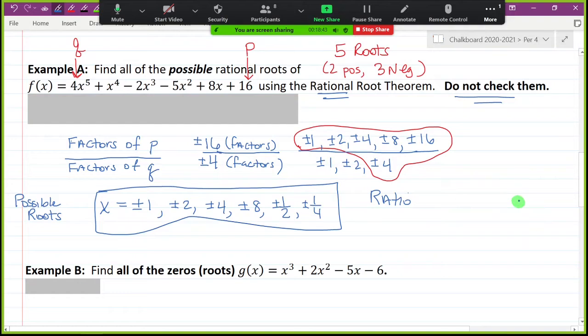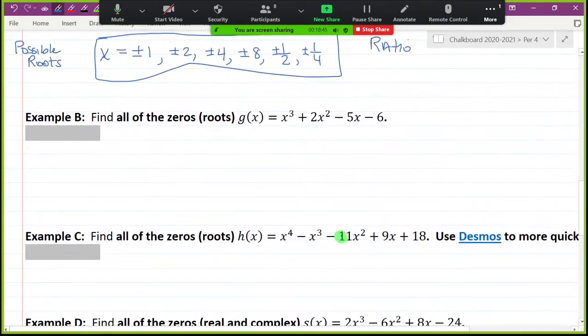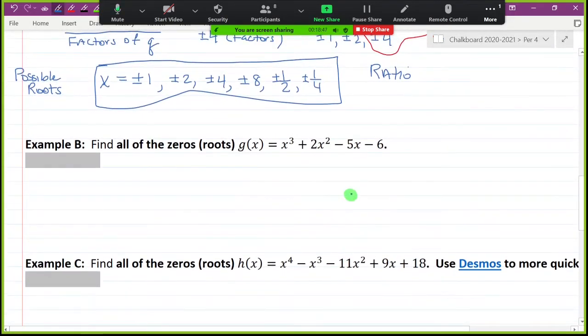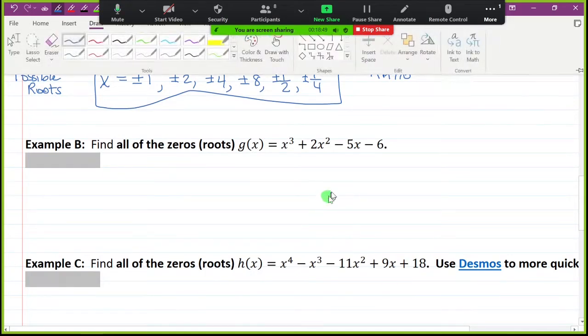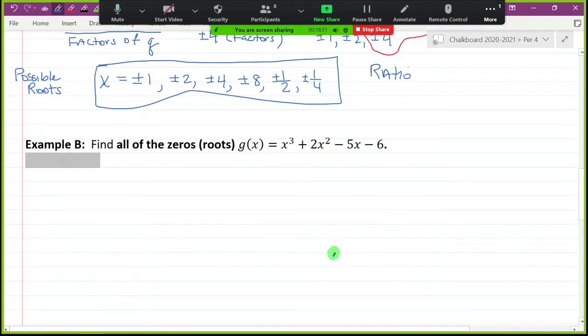So for this next example, we're actually going to find those roots now. Not only are we going to find the possible roots like we did above, we're actually going to then use that information to find out what those roots are. So let's take a look here. What is our P? What is our Q? Remember, the P is the last number here, and the Q is the first number here. We're going to take the factors of P and put them over the factors of Q.